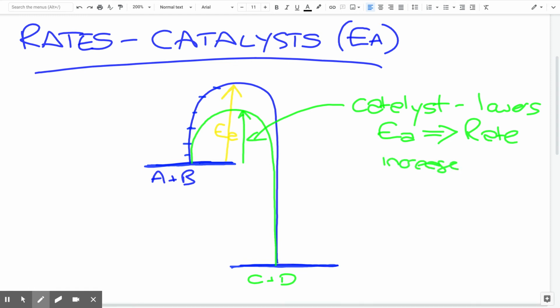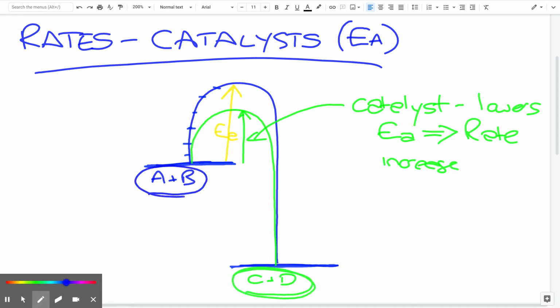It doesn't change A and B, it doesn't change C and D, so the overall reaction is the same. However, it provides an alternative pathway, which is the kind of specimen answer. It provides an alternative pathway with a lower activation energy. If that's the case, that allows you to increase the rate without necessarily having increased the number of collisions. Okay, so we can add a catalyst to this.